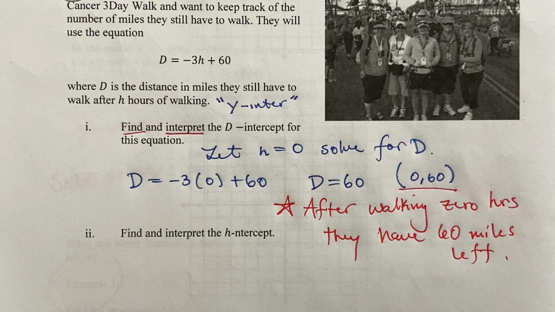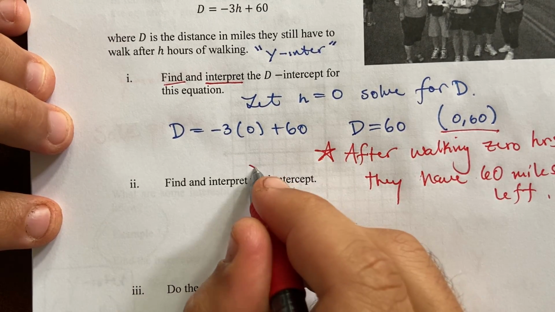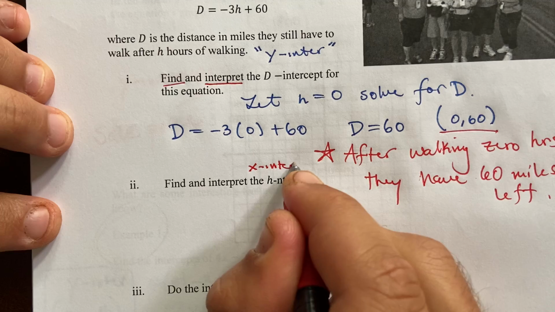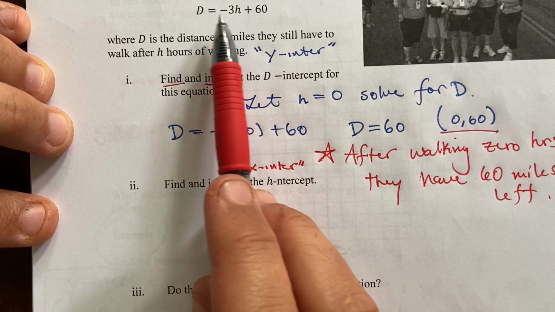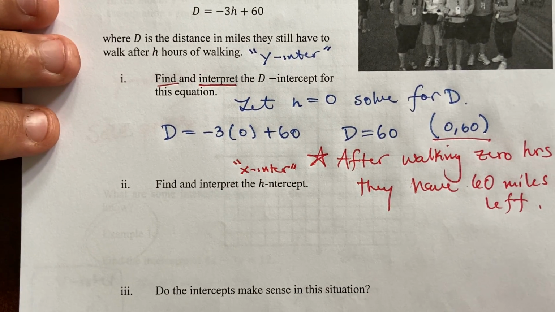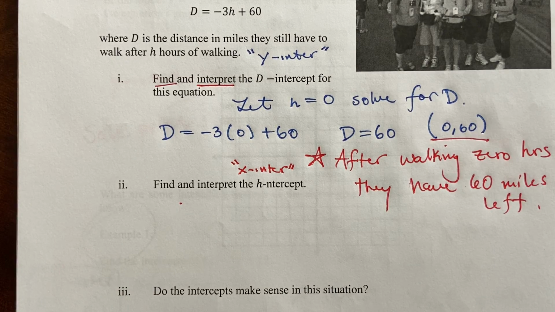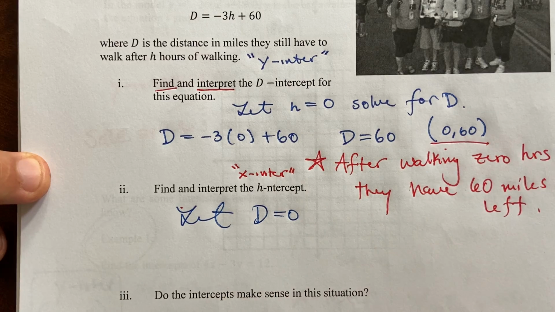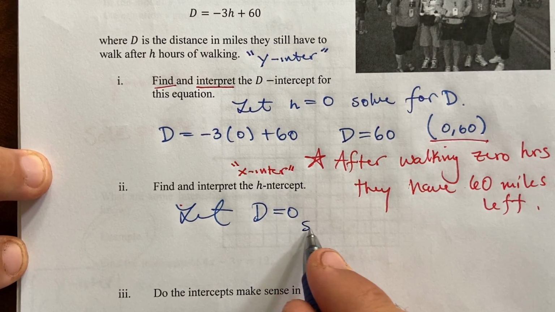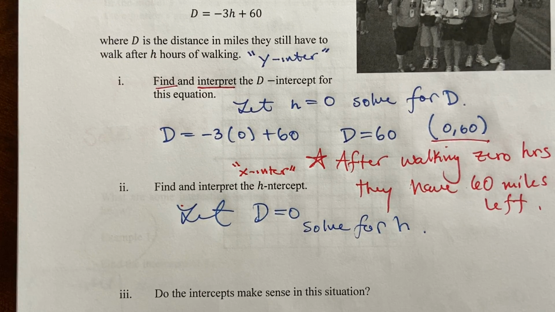Find and interpret the h-intercept, that should say intercept with an I. So for the h-intercept, that's kind of like our x-intercept, usually, right? Because usually it's like y equals something involving x. Here we have d equals something involving h. So h is kind of playing the role of x. So I'll use blue again. I'll let d equal 0 and solve for h. It's kind of the equal and opposite procedure.